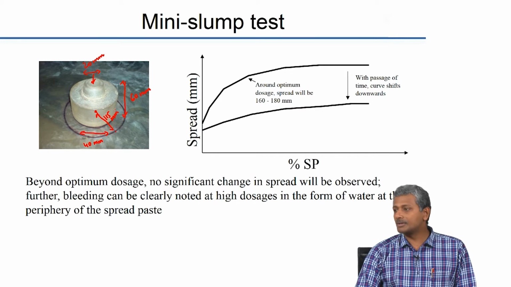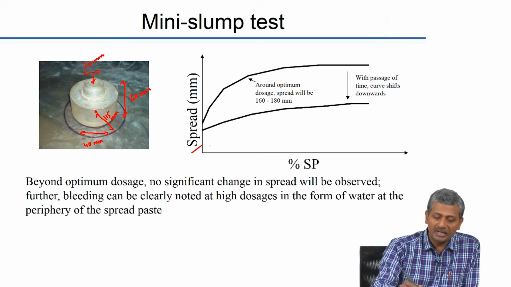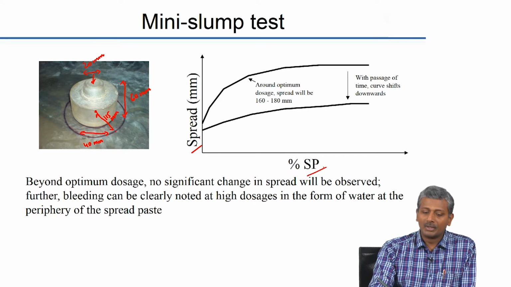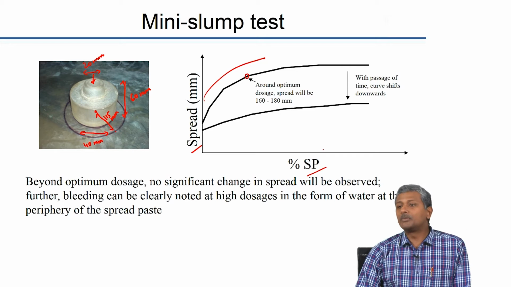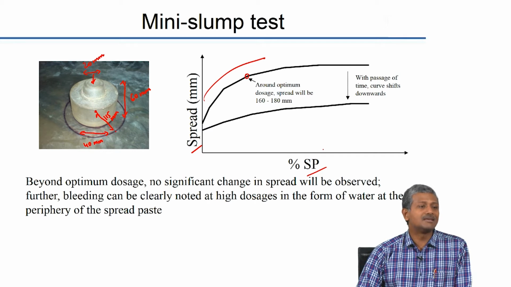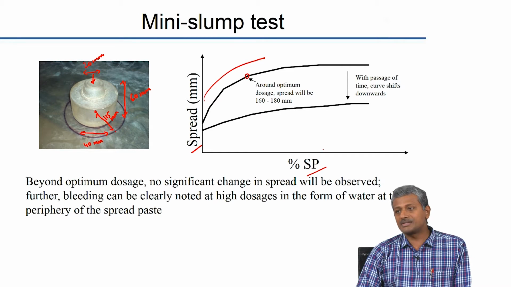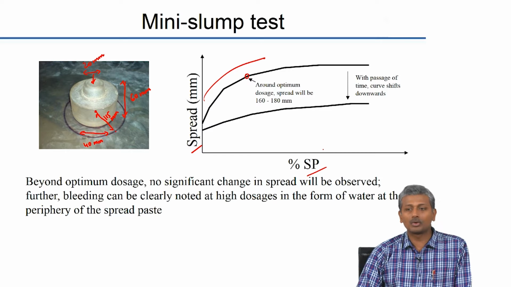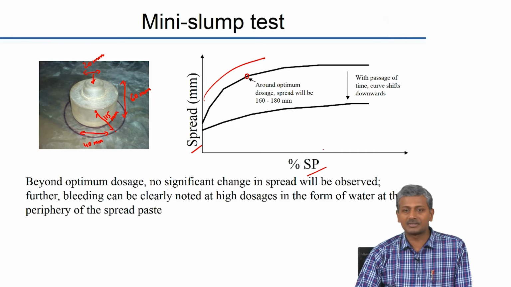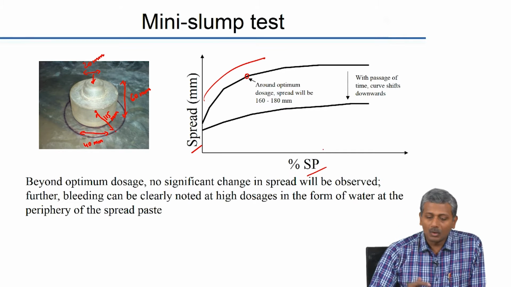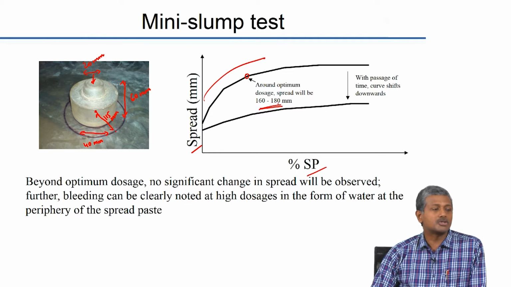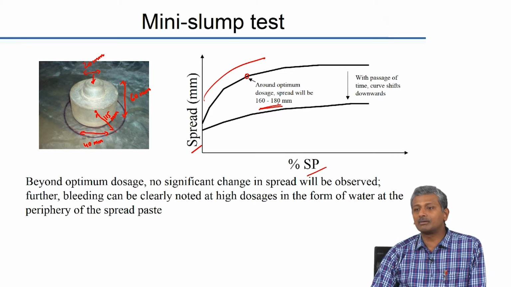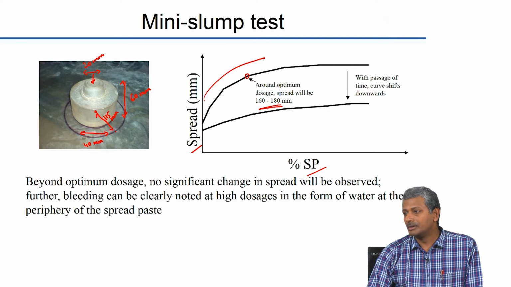What people do use is the overall spread, and you plot the overall spread against the superplasticizer dosage, you will get a curve like this, and again beyond the optimum dosage you will not see a significant increase in the spread, for obvious reasons like we discussed for the Marsh cone test also. Now what will happen is generally this spread around optimum dosage will be of the order of 160 to 180 millimeters if you are designing your concrete to be a flowable concrete.